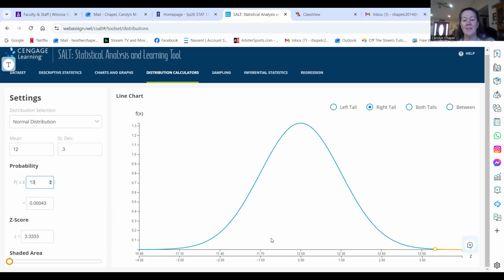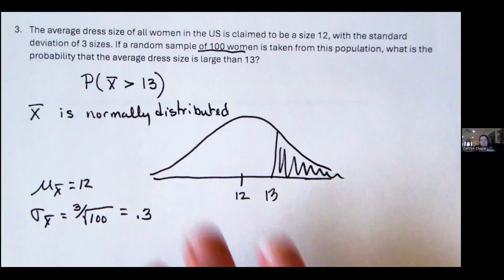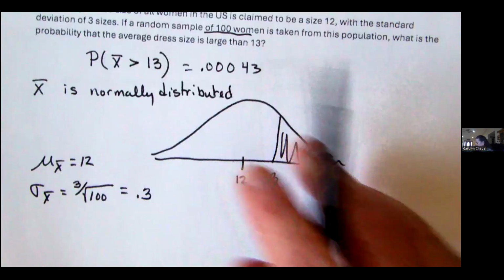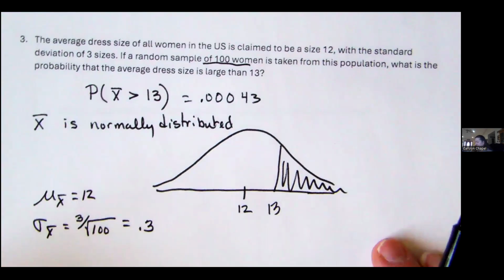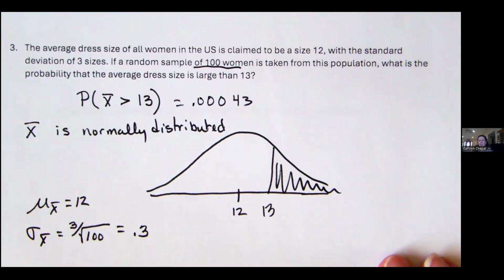All right, hopefully this is getting to be a little bit easier for you as you use SALT to find your answers to these questions. So I did put in the 0.00043. So the probability that our sample of 100 women having an average bigger than 13 is going to be kind of small.